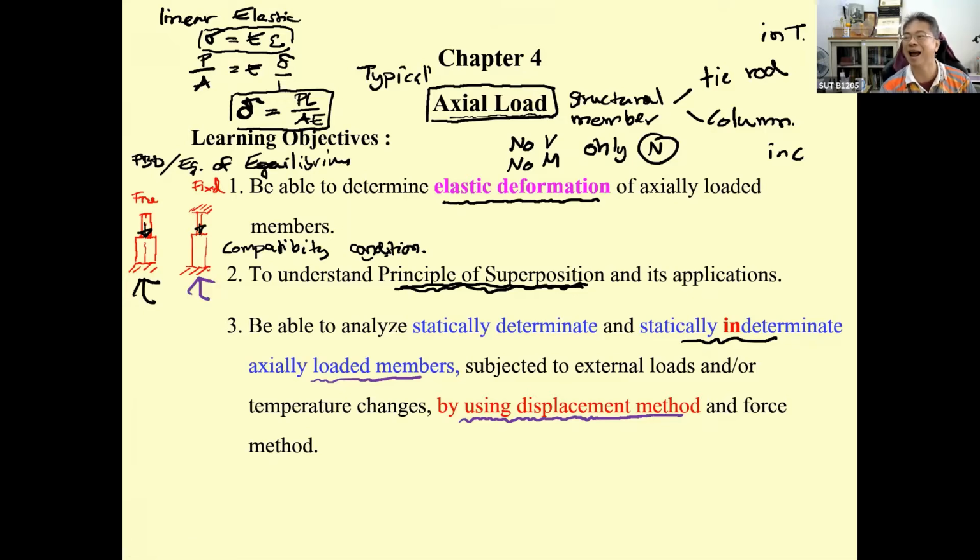We're going to concentrate on using the displacement method to solve it. There are two methods. One is the force method. Another one is the displacement method. For the time being, we are going to concentrate on the displacement method. We are going to use the deformation as the unknown to solve this kind of problem.